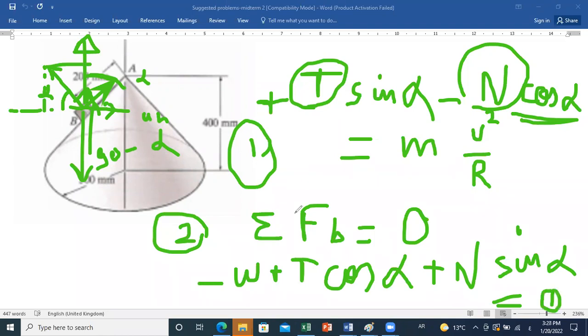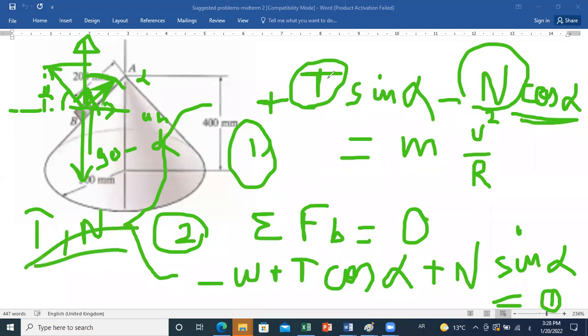So now I end up with two equations with two unknowns. So I can get T and N. Okay, and we are done with this problem. Any question on this?